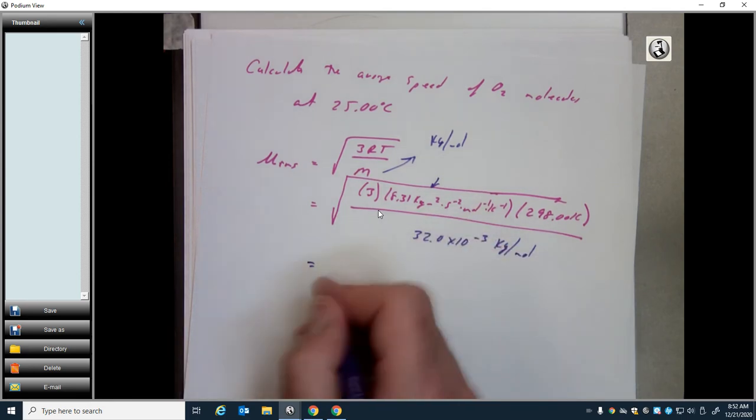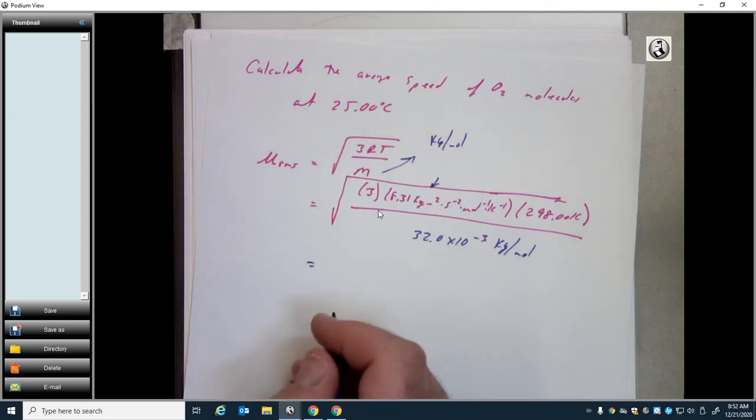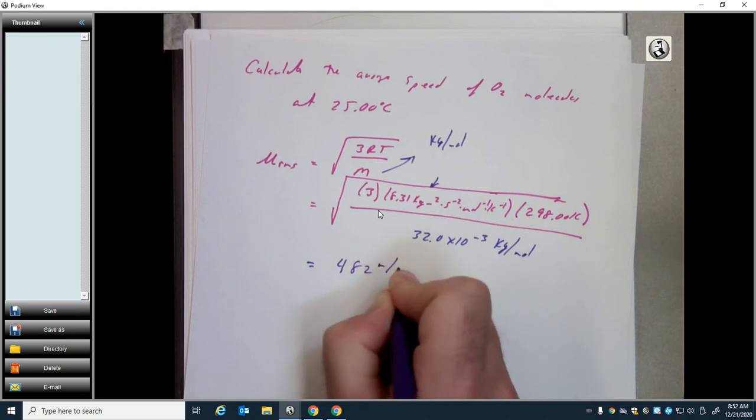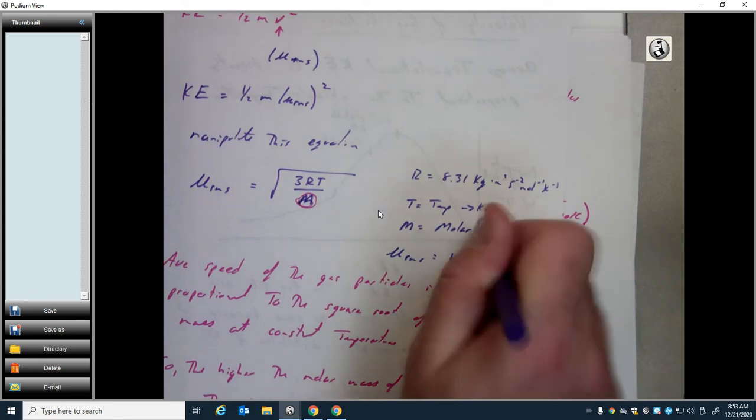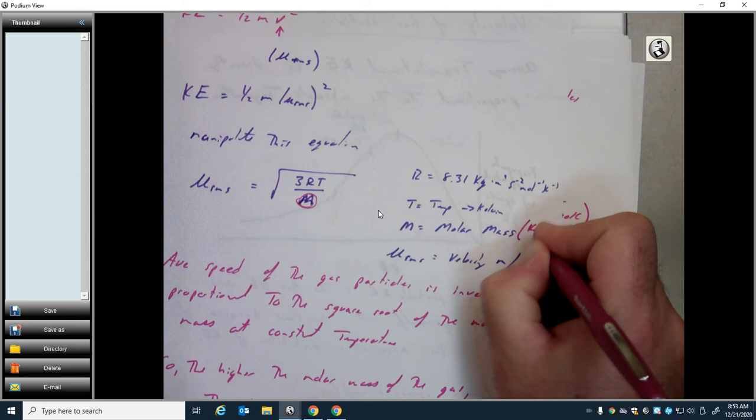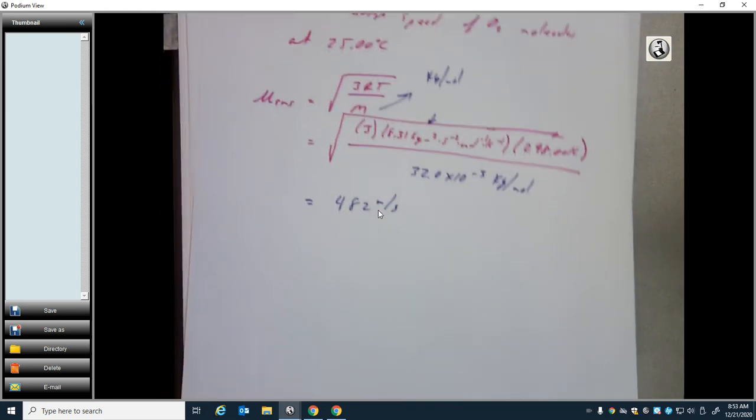So when we do this math, the average speed of the O2 molecules at 25 degrees Celsius is 482 meters per second. So let's just go back a page, and let's write it in here that your molar mass has to be in kilograms per mole. But it's a simple calculation.